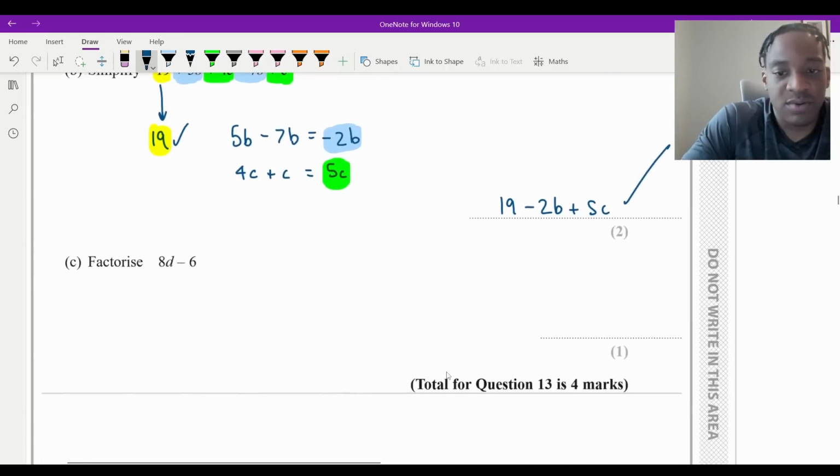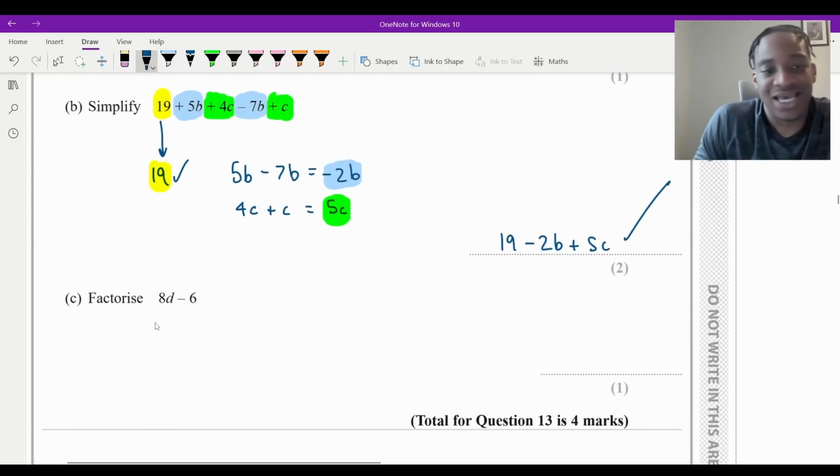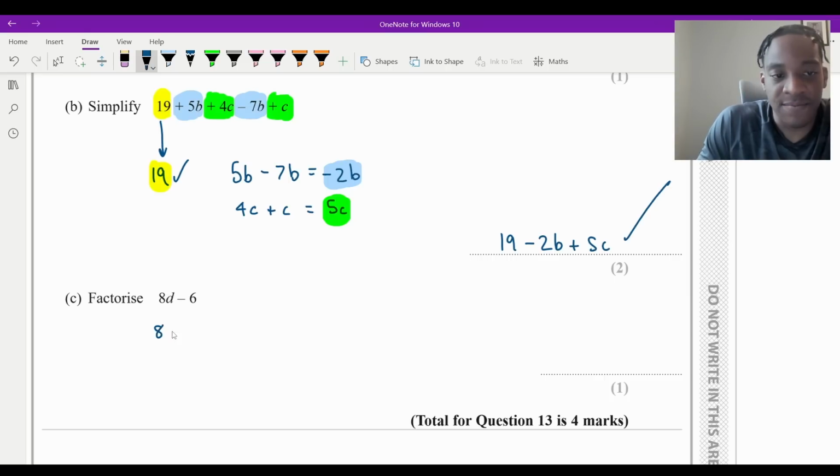Part C says we need to factorize 8d take away 6. Now remember, when you're factorizing, you are looking at both of your terms and you ask yourself, are there any common factors? And there is one here because I've got 8d and I've got a minus 6, right? We can see that if I look at the number part of both of these terms, we can see a common factor of 2 coming from the 8 here, and a common factor of 2 coming from the 6 here. So we can actually pull out a 2.